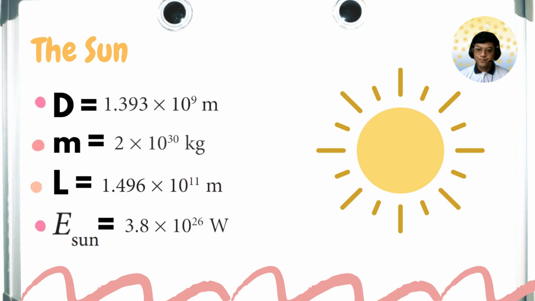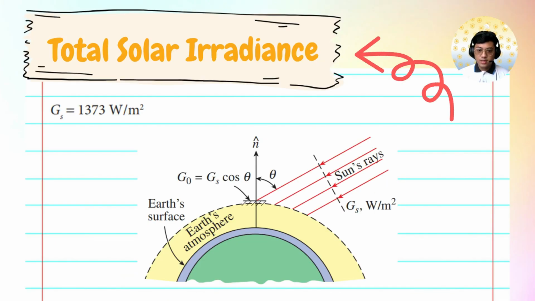in its core region. Total solar irradiance, also known as the solar constant, is the solar energy reaching the Earth's atmosphere, whose value is 1,373 watts per meter squared. In this diagram, it represents the rate at which solar energy is incident on a surface normal to the sun's rays at the outer edge of the atmosphere when the Earth is at its mean distance from the sun.